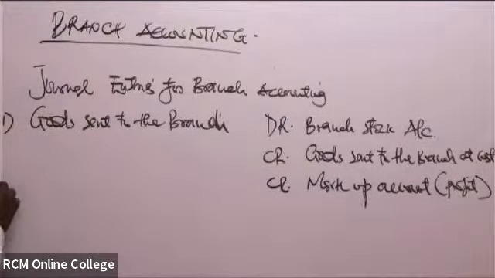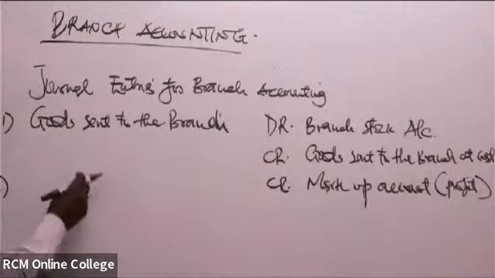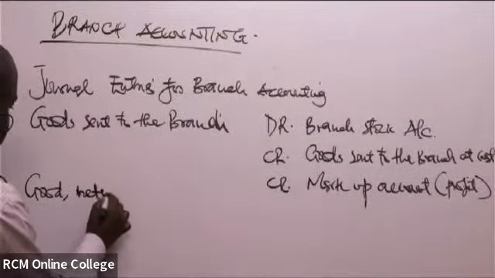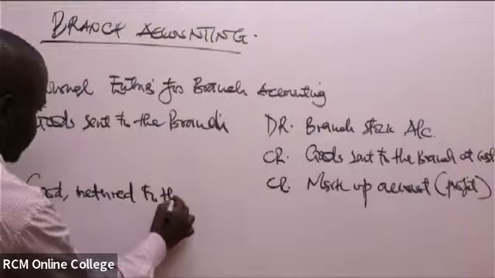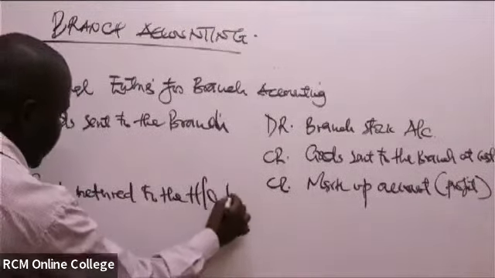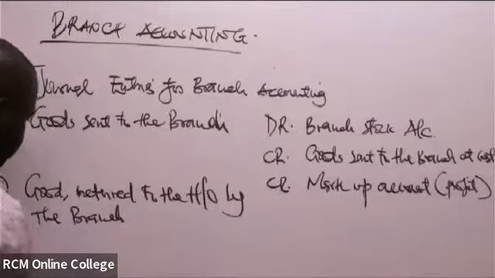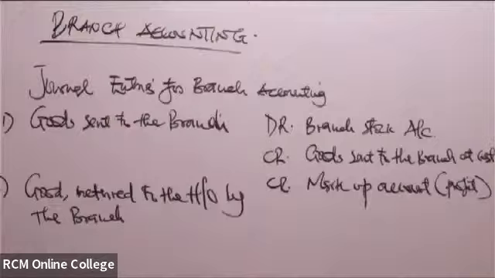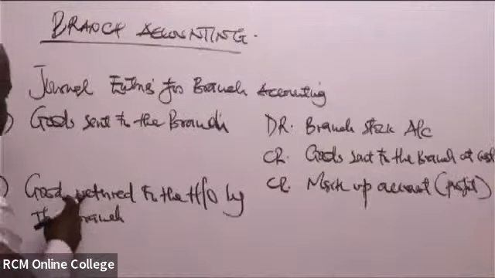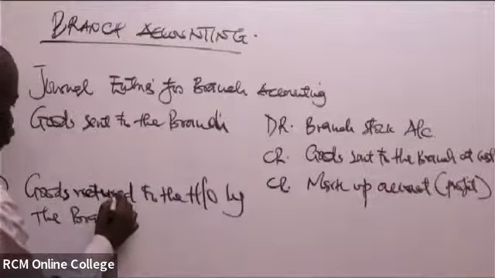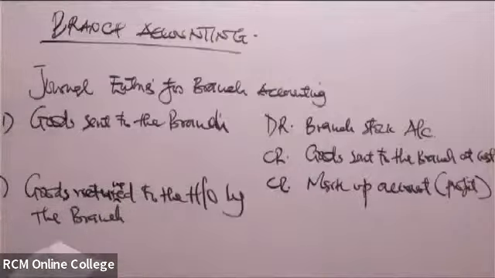The number two transaction could be if we have goods returned to head office by the branch. So now the opposite of this transaction is happening. There are some goods returned to the head office by the branch.